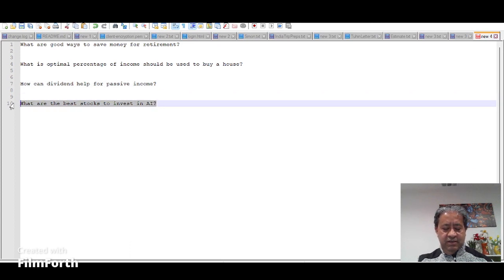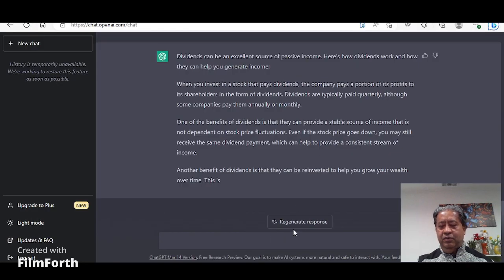So here I'm going to ask a question: what are the best stocks to invest in AI, in artificial intelligence? There are so many technology companies working towards artificial intelligence. So what are the best stocks? Let me ask this question.